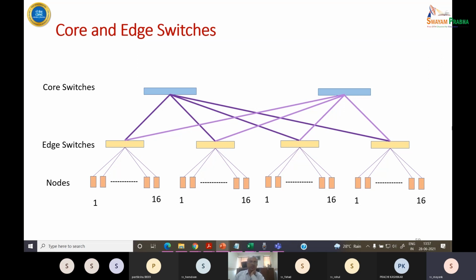These configurations are known: for non-blocking, what is the capacity of the edge switch, what is the capacity of the core switch, and you put it in an Excel sheet and you will get the results directly. It's that straightforward. But for blocking, you have to decide the ratio.